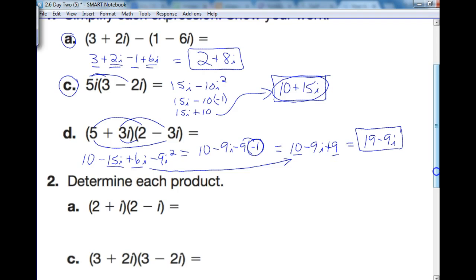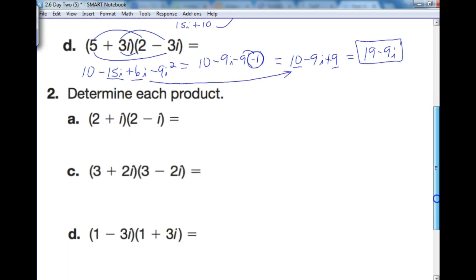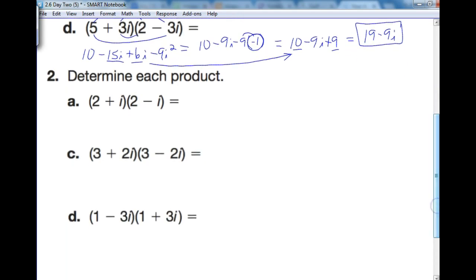Okay? Now I want you guys to take a couple minutes here. It shouldn't take you any more than 2 to multiply A, C, and D in number 2. Multiply them up. So to multiply these, there's something very special going on in all three of these that you have to identify to make your life easy.